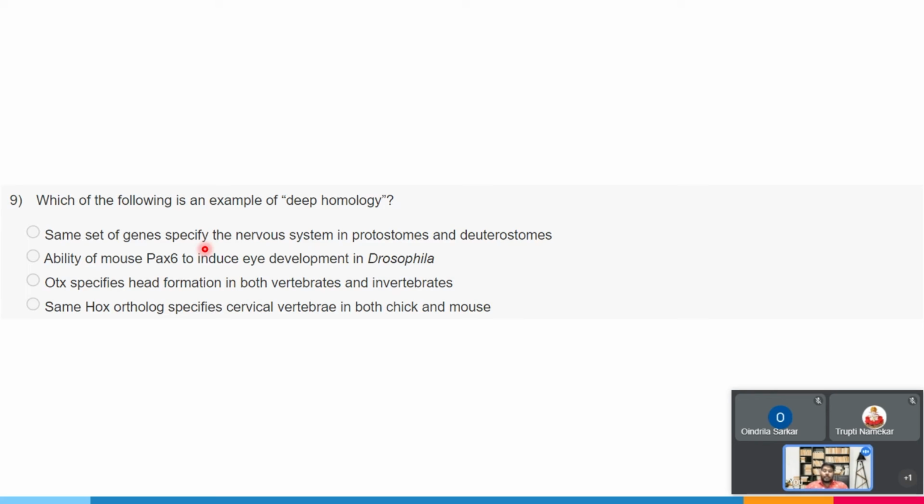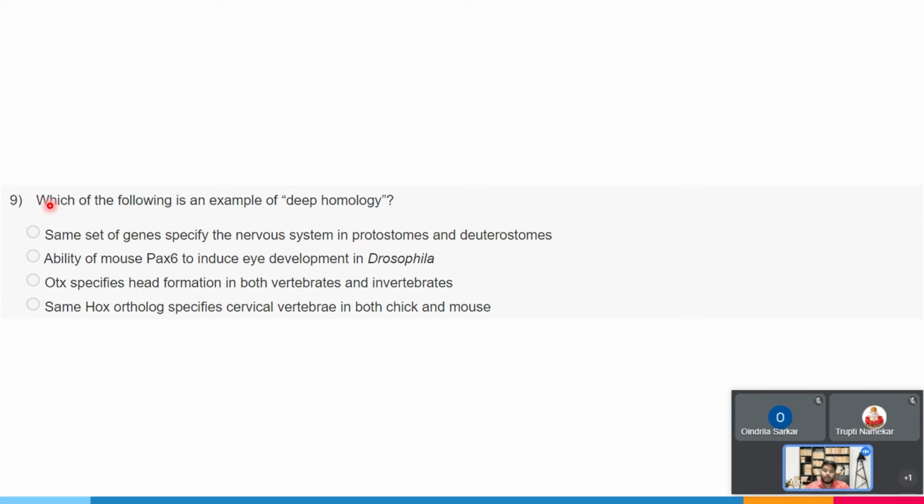We move on to the next one. The question is, which of the following is an example of deep homology? The options are: same set of genes specify the nervous system in protostomes and deuterostomes, the ability of mouse PAX6 to induce eye development in Drosophila, OTX specifies head formation in both vertebrates and invertebrates, and same Hox ortholog specifies cervical vertebrae in both chick and mouse.